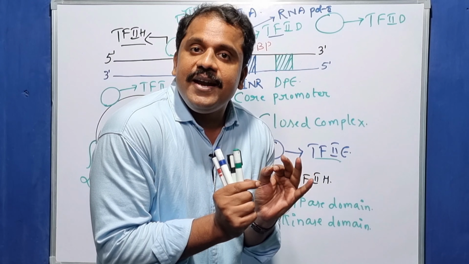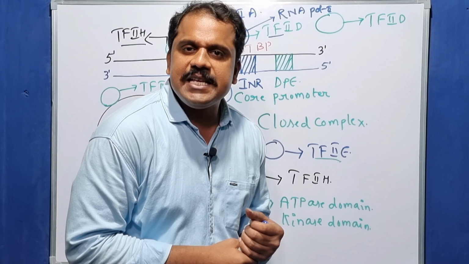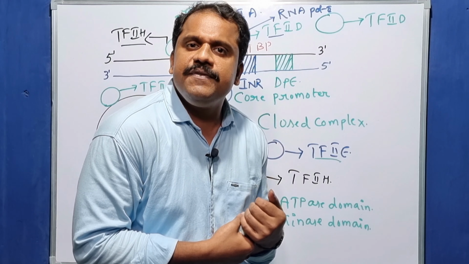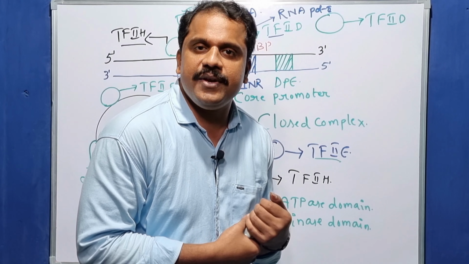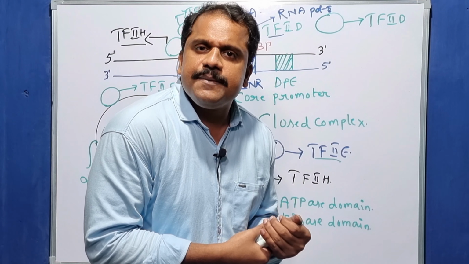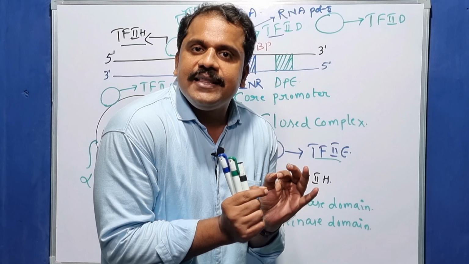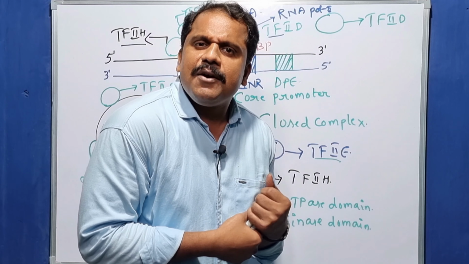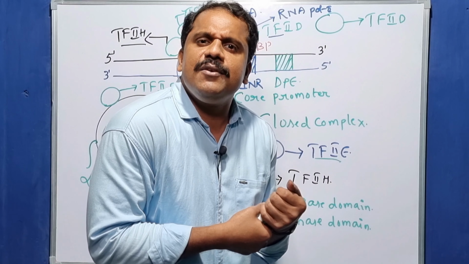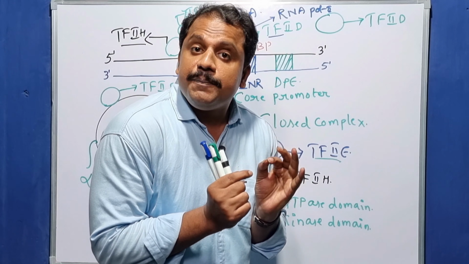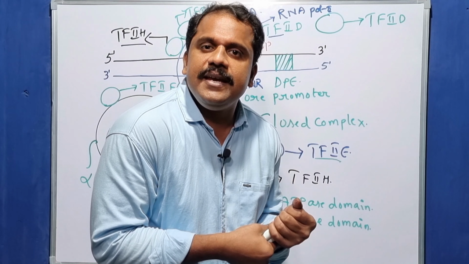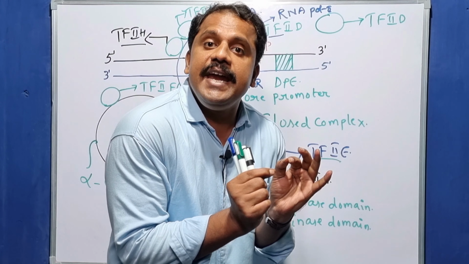In order to unwind the double-stranded genomic sequence, the transcription mechanism takes advantage of a helicase enzyme. And that specific helicase enzyme is nothing but what? TFIIH. By taking advantage of TFIIH, the transcription process is capable of unwinding the double-stranded genomic sequence, so that the closed complex successfully converts into open complex. Is it clear? So here, in order to unwind the double-stranded genomic sequence, TFIIH takes advantage of ATP. The ATP is provided by the ATPase domain.